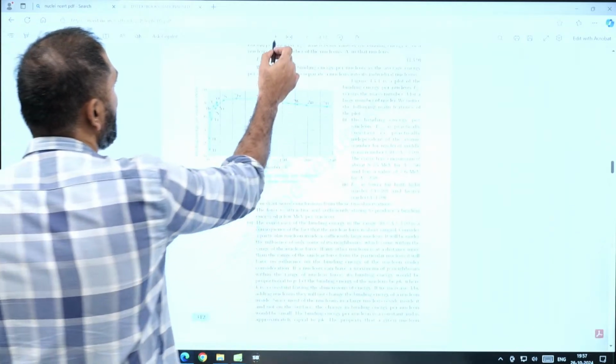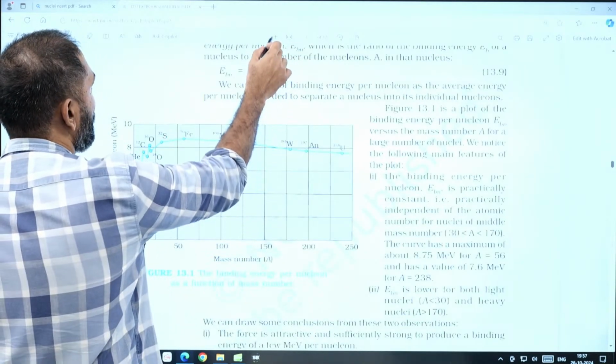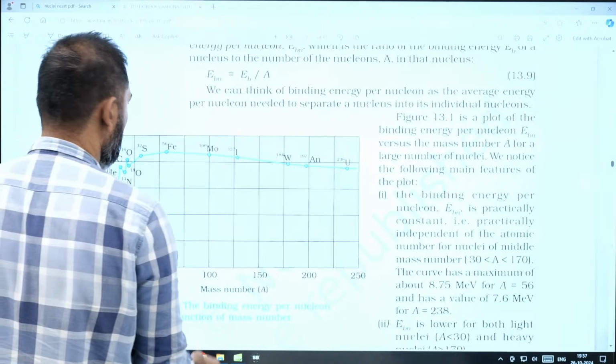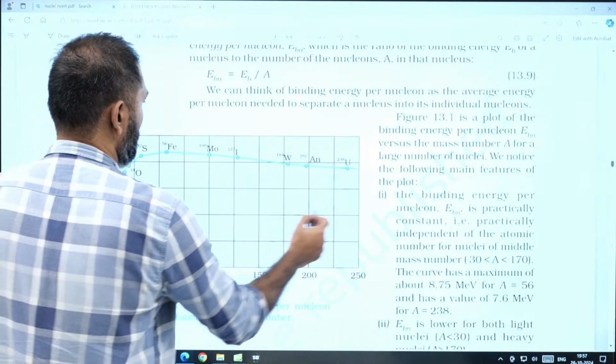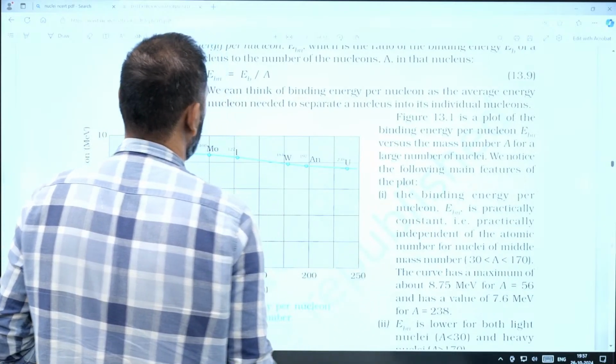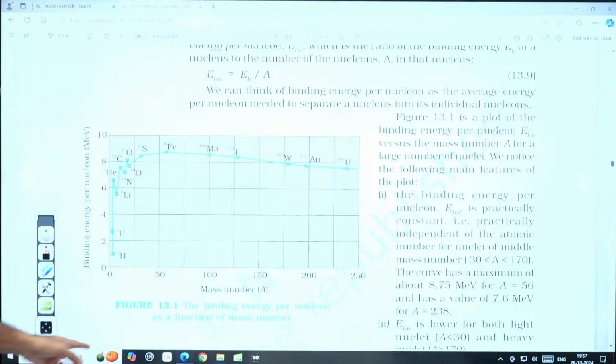See, this is the graph which we are talking about. I hope it is clear. The binding energy per nucleon as a function of mass number.